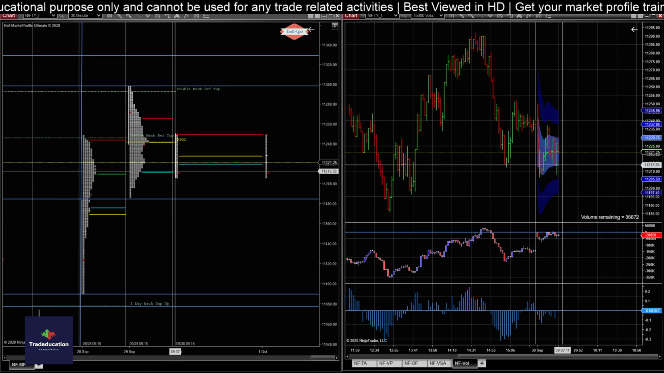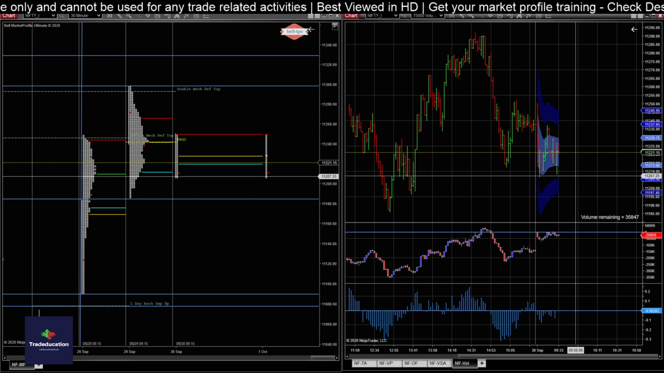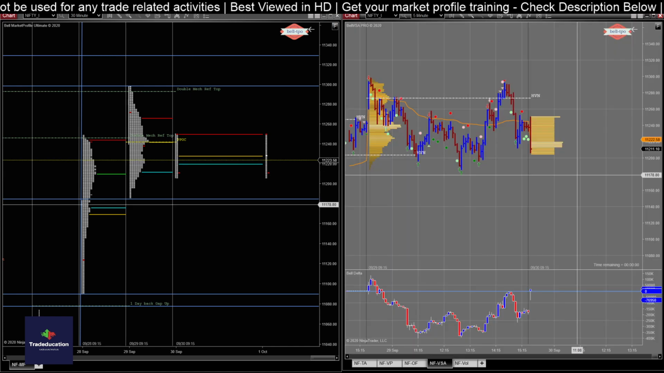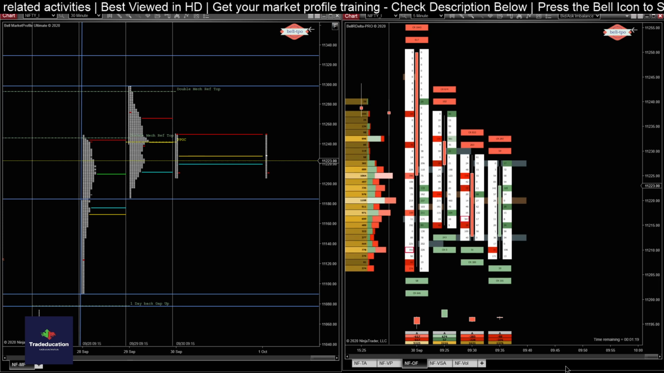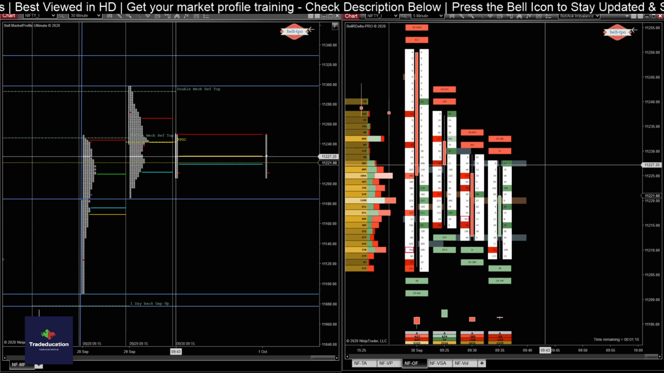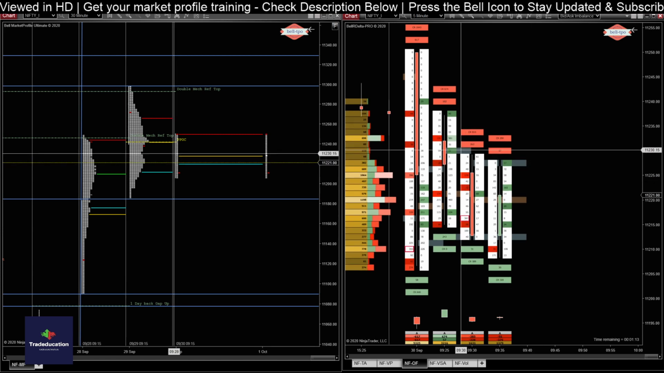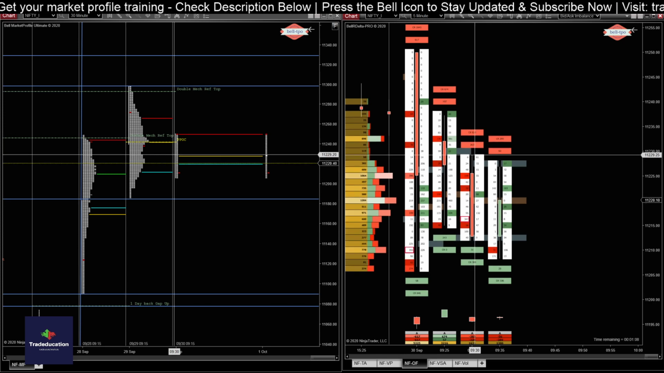Just now developing around VWAP. Delta is flat. Despite sellers trying hard, buyers are again taking the auction higher. Not a good sign. But I'm still active, so you can take a short trade, keeping your stop loss above this high or around this high. So the current 5-minute candle high or the previous 5-minute candle high.